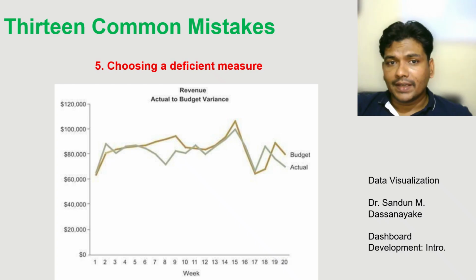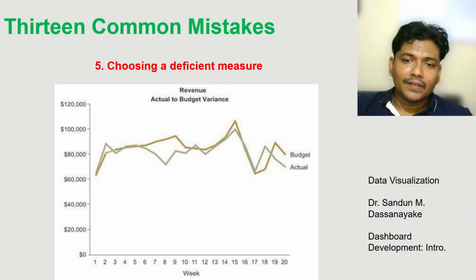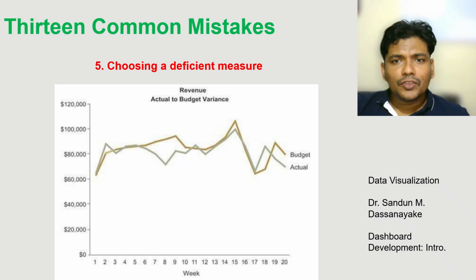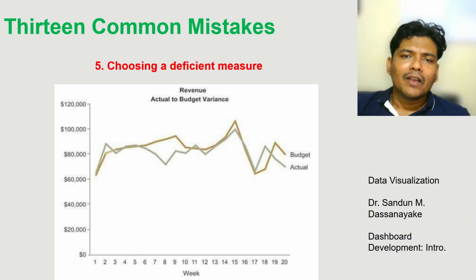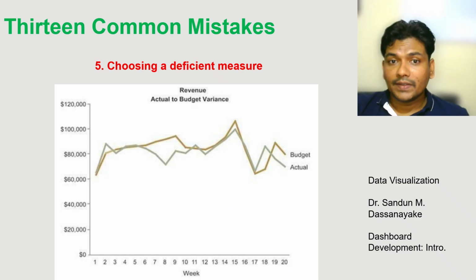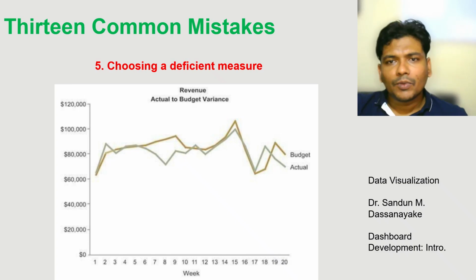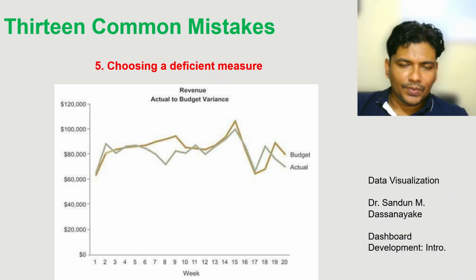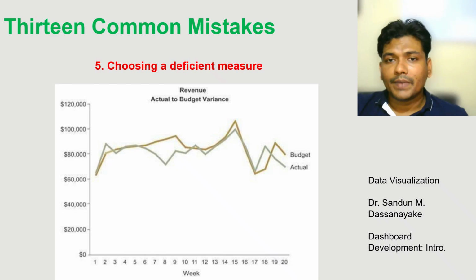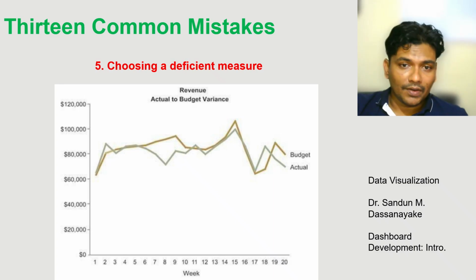Now the fifth mistake, choosing a deficient measure. To make a measure meaningful, we need to know exactly what is being measured and the units used. A measure falls short if it does not clearly and efficiently show the message the dashboard viewer needs. Even if a measure is accurate, it might not be the best way to get the point across.